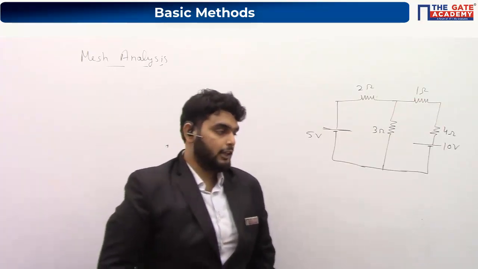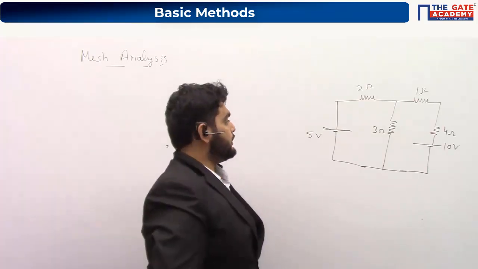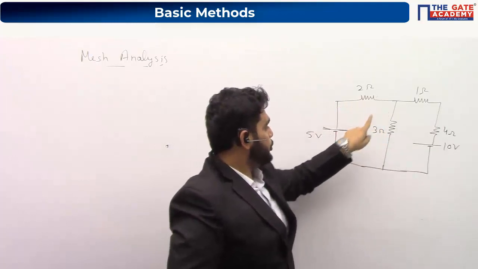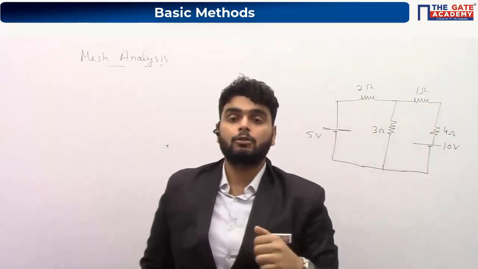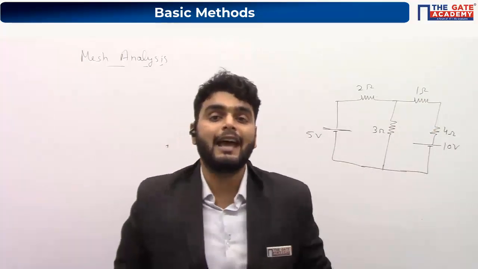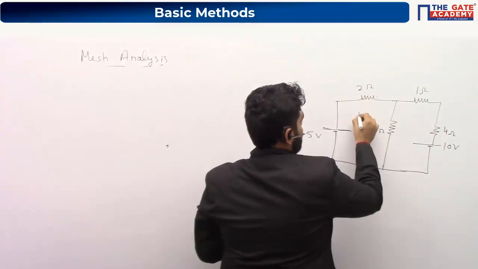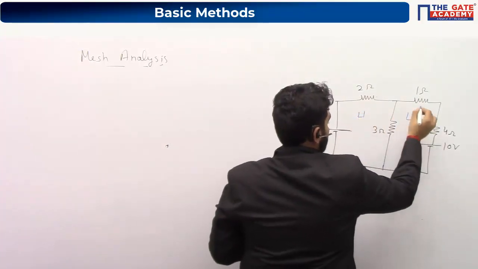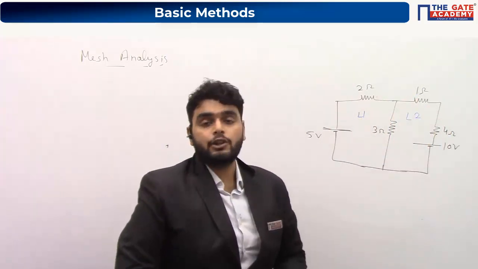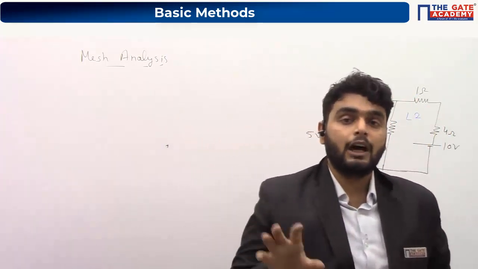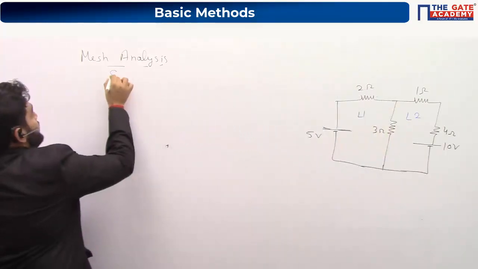See, earlier I told you, if I ask how many loops are available here, you can see loop 1, loop 2 and 1 outer loop. If I am talking about mesh, it means I am talking about the innermost loop which does not contain any other loop. And in that case, we have only 2 meshes. I can say this is loop 1 and this is loop 2, or mesh 1 and mesh 2. So I am giving you the steps of how to solve the question using mesh analysis. Steps.